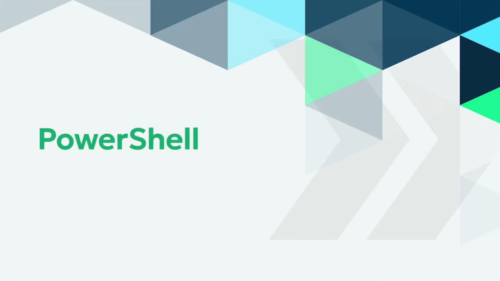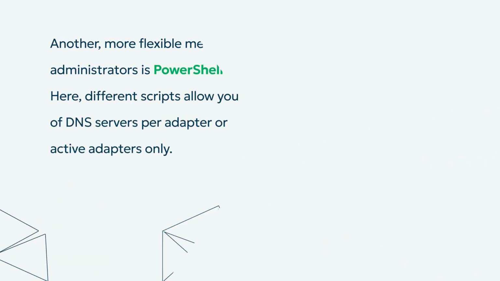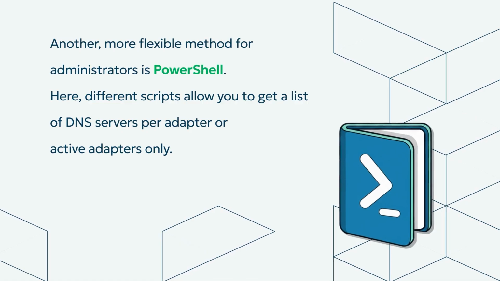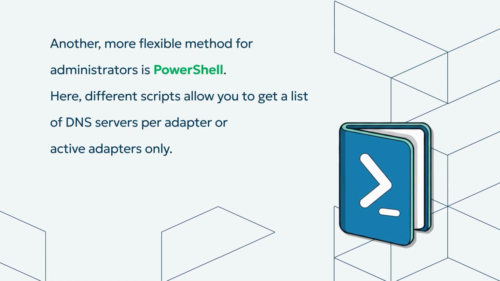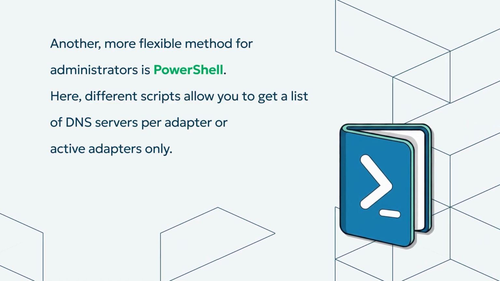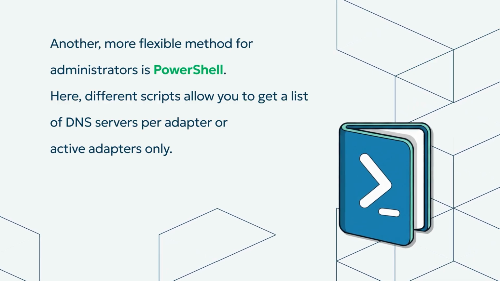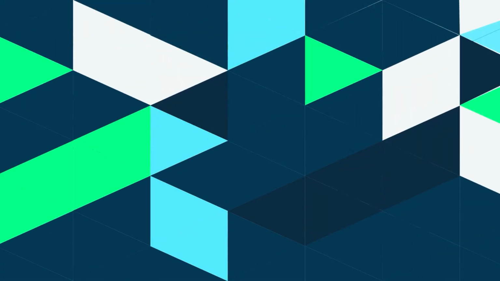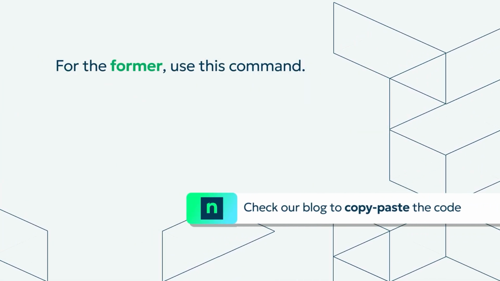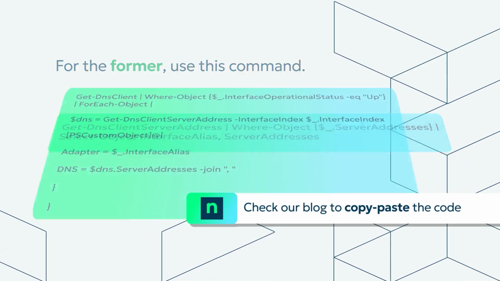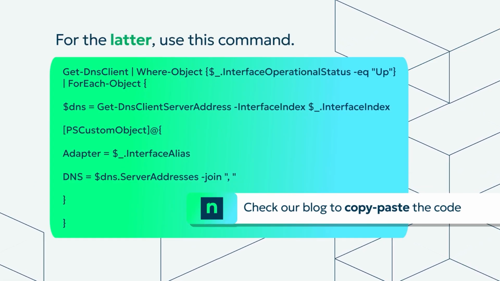Method 4. PowerShell. Another, more flexible method for administrators is PowerShell. Here, different scripts allow you to get a list of DNS servers per adapter or active adapters only. For the former, use this command. For the latter, use this command.